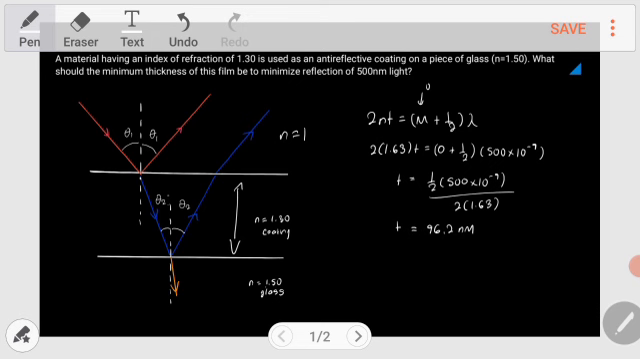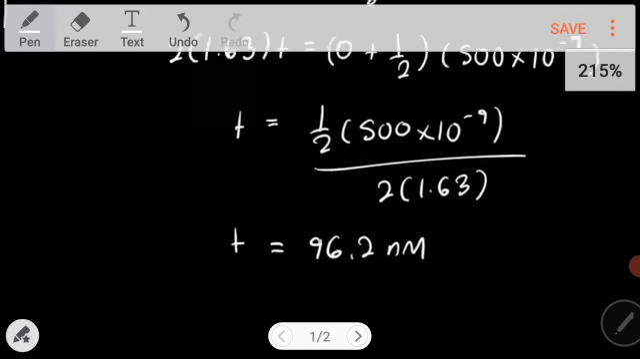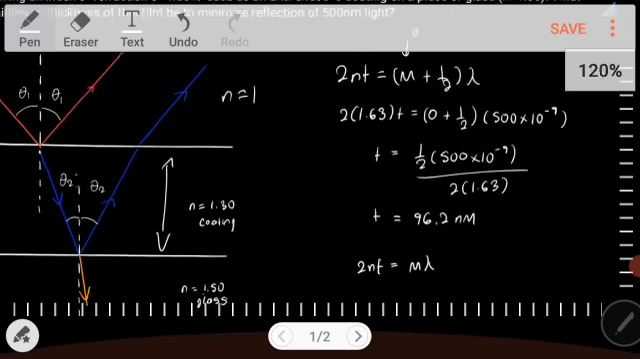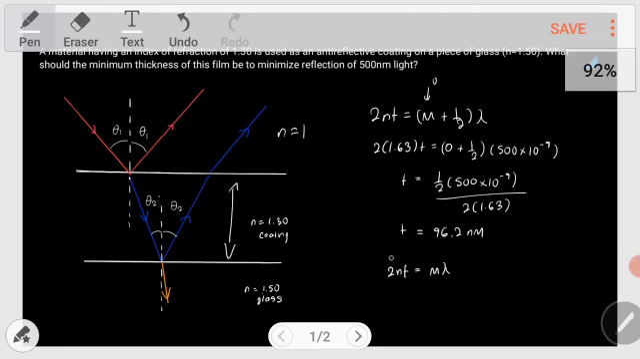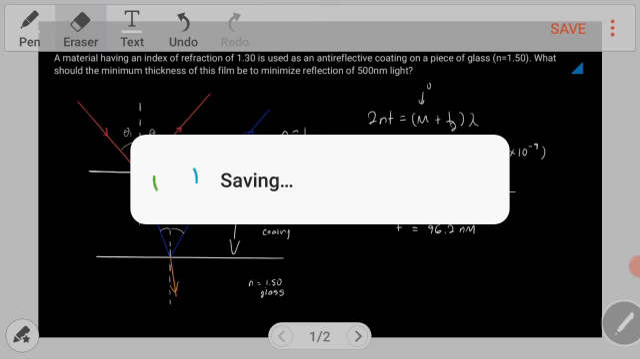So what if the light is facing destructive interference? What should the formula be? It should be 2nt = mλ. So this is the formula for destructive interference. But in our case, the light is experiencing constructive interference. So this is how you solve the question.